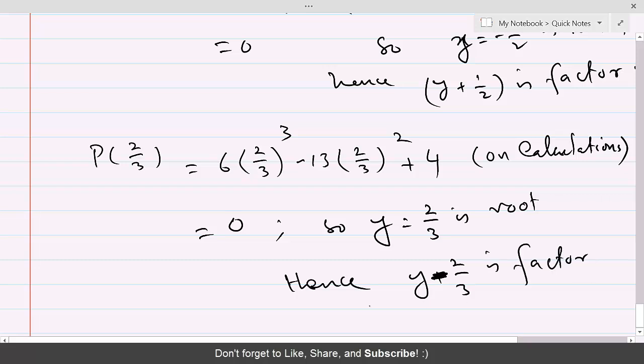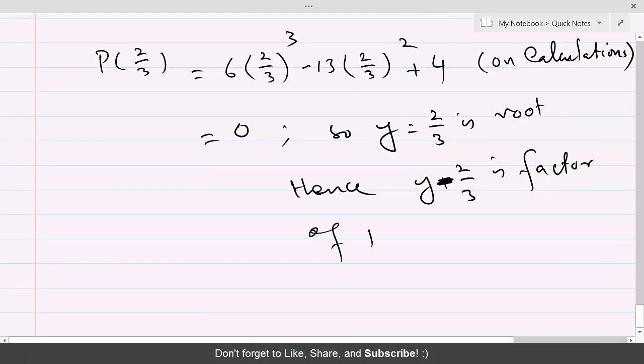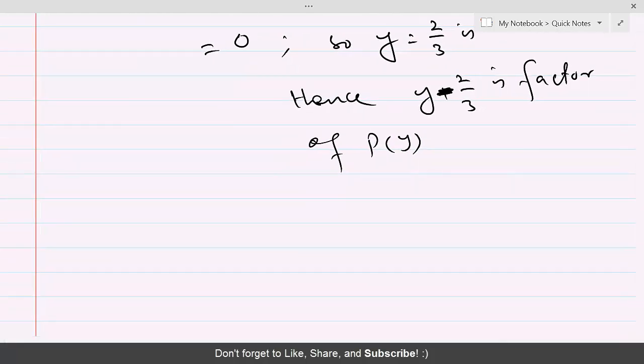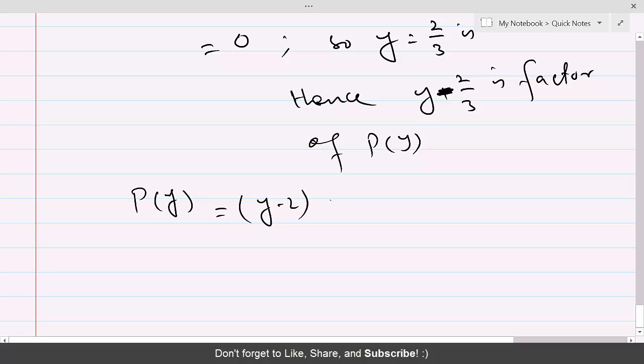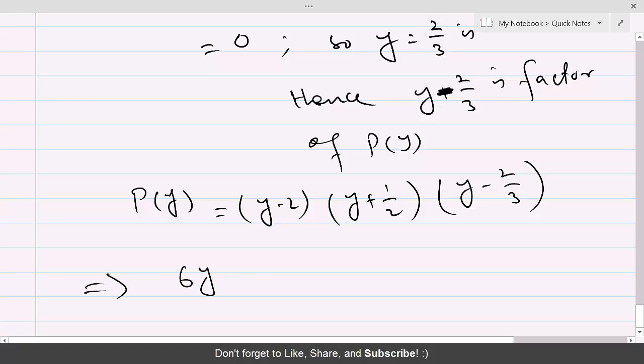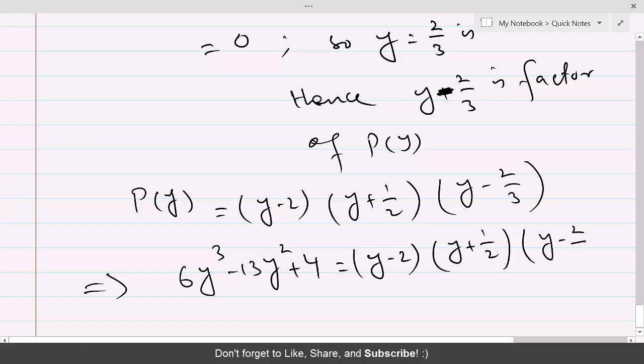Of P(y), and if we have found all the factors, then P of y is equal to y minus 2 into y plus 1 over 2 into y minus 2 over 3. These are all the factors. This means that 6y cubed minus 13y squared plus 4 in factorized form is equal to y minus 2, y plus 1 over 2, y minus 2 over 3.